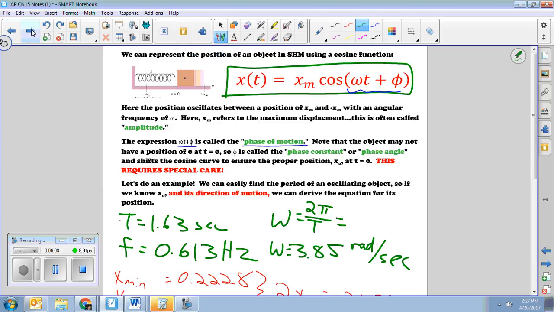When we did this, I said, let's do an example. We can easily find the period of an oscillating object. So if we know x naught and its direction of motion at that time, then we can derive the equation for the position. All right? So check it out.